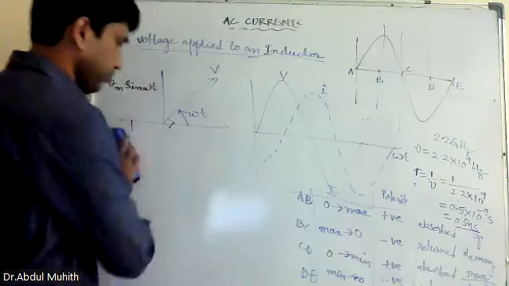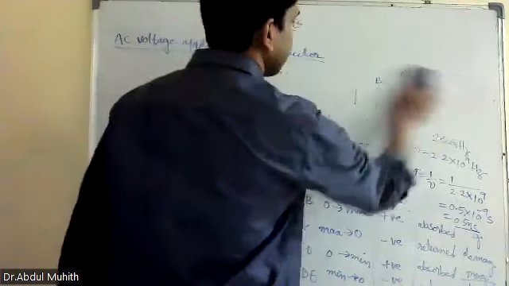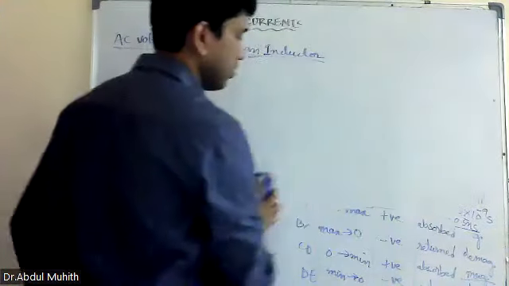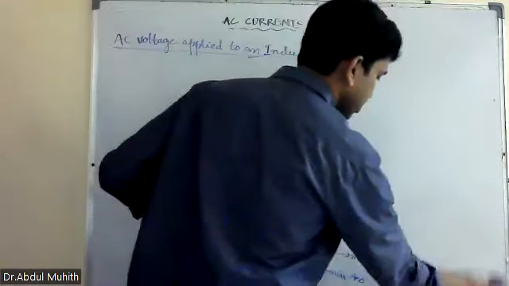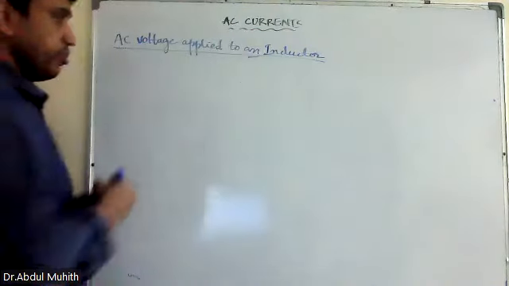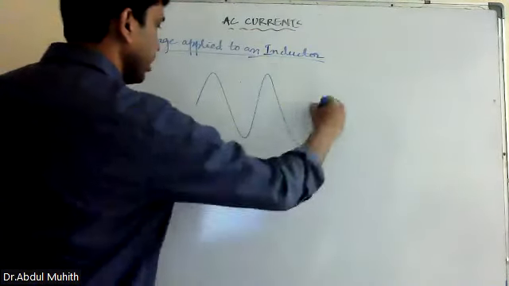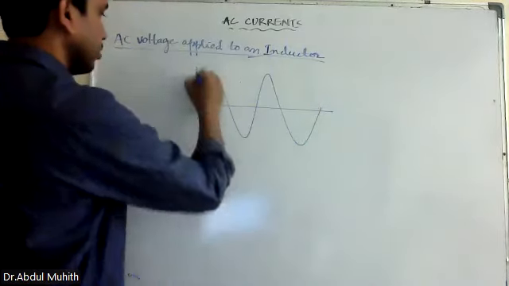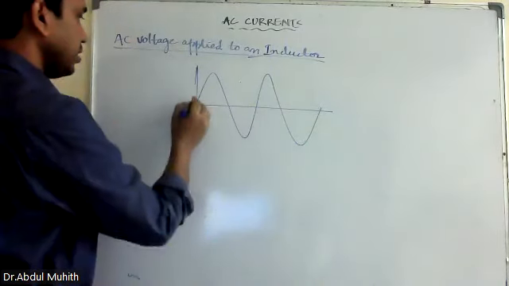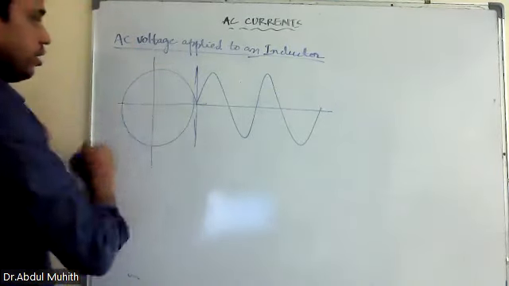Yes, sir. But in our school, for the phasor diagram, they applied values for omega t, like 90 degree, 180 degree, 270 degree. Yes, you mean like that. Suppose for an inductor, this is the voltage, right? And this is the phasor diagram, right? Yes, sir.